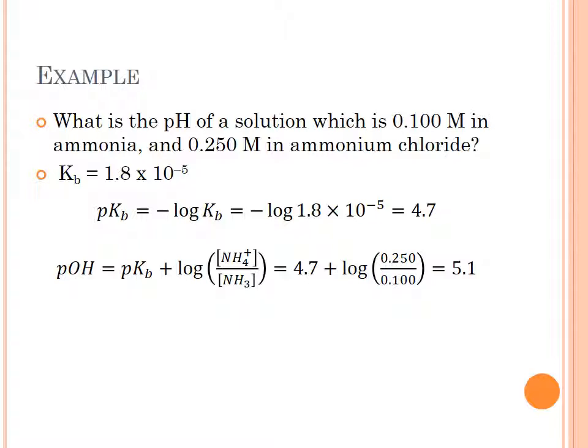Plugging that into Henderson-Hasselbalch, pOH equals pKb plus the log of the ammonium ion concentration divided by the ammonia concentration, which will be 4.7 plus the log of 0.250 divided by 0.100. That'll give us a pOH of 5.1. Subtracting from 14, that'll give us a pH of that ammonia-based buffer being 8.9. So definitely in the alkaline range.